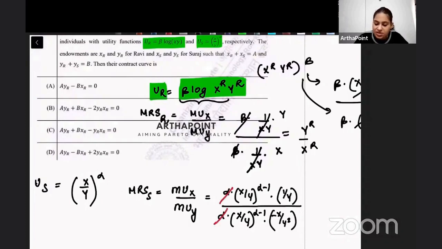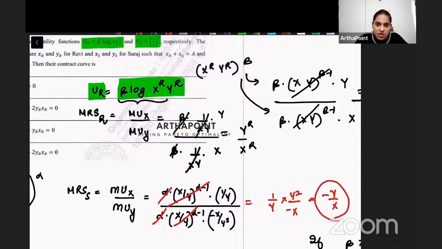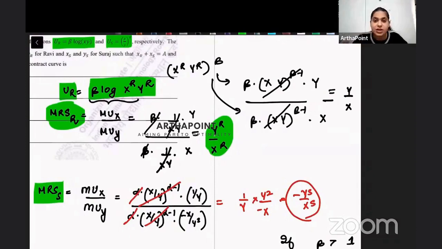This will get cancelled, cancelled, cancelled, cancelled. So you will get 1 by y into y square by minus x. So you will get minus y by x. Again, I am saying make sure that you write S everywhere here. This is the MRS of individual S. This is the MRS of individual R. If you don't write this correctly, then when you equate to find Pareto efficiency, we will be in trouble.